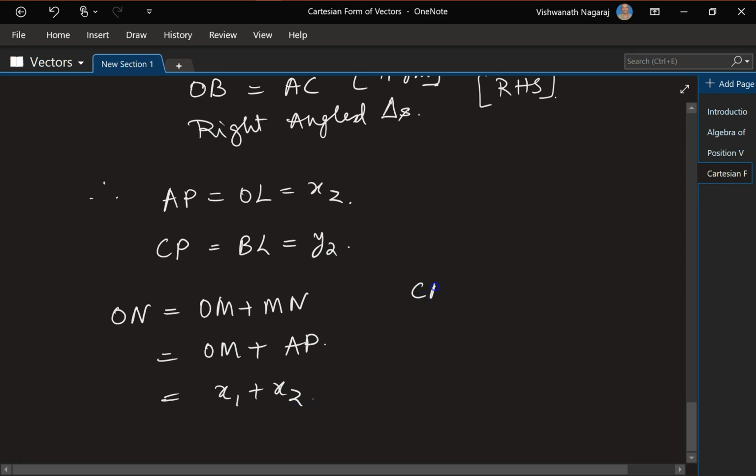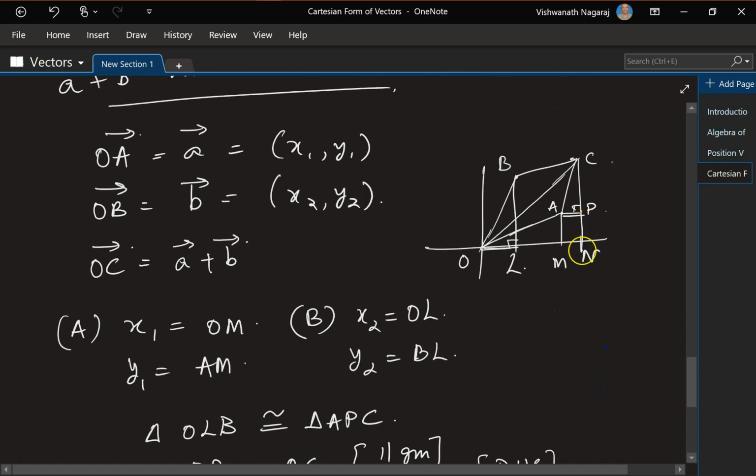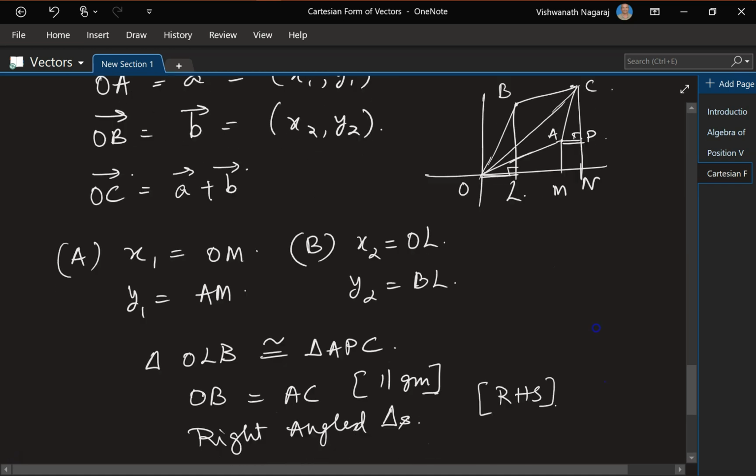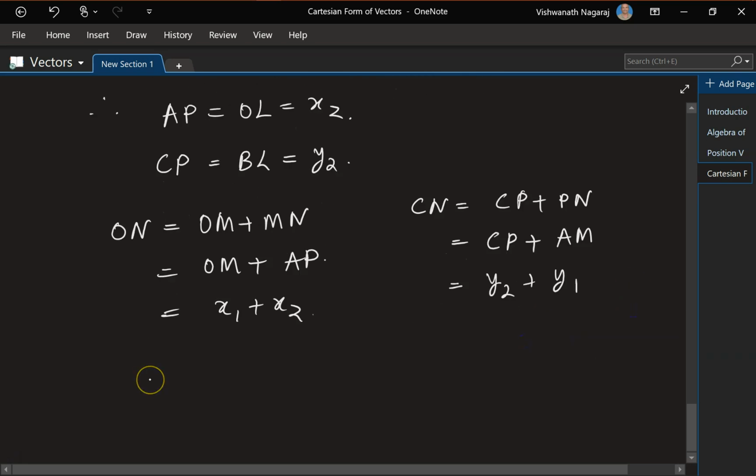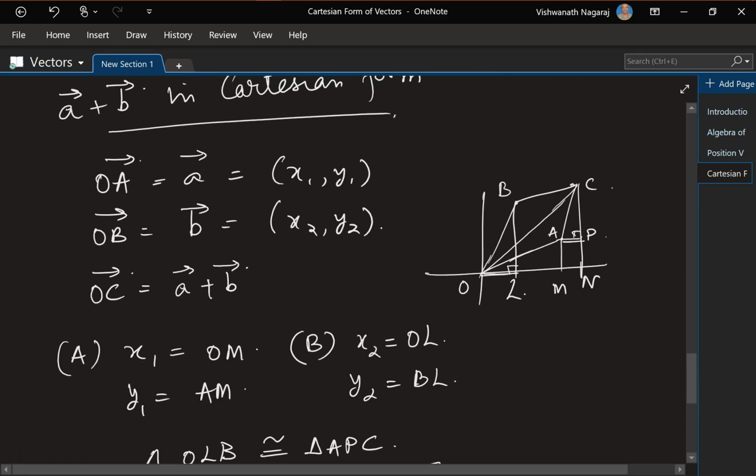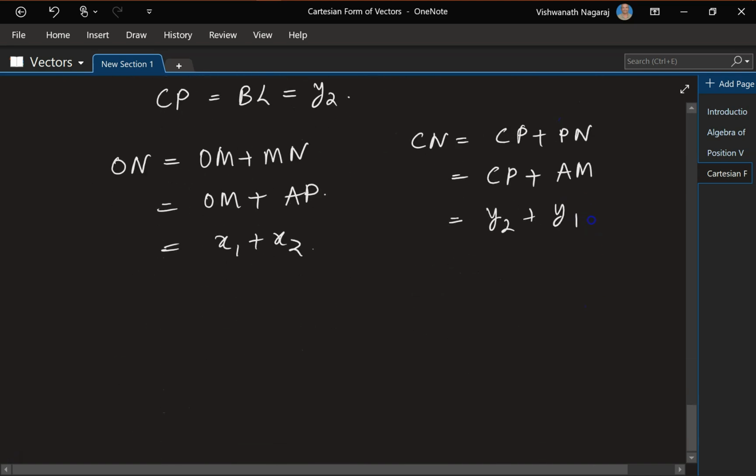Similarly, CN is equal to CP plus PN. Now PN is equal to AM, right? Parallel lines between parallel lines. So CP is equal to AM. CP is Y2 plus Y1. So remember why we are doing all these things: to figure out the coordinates of C.